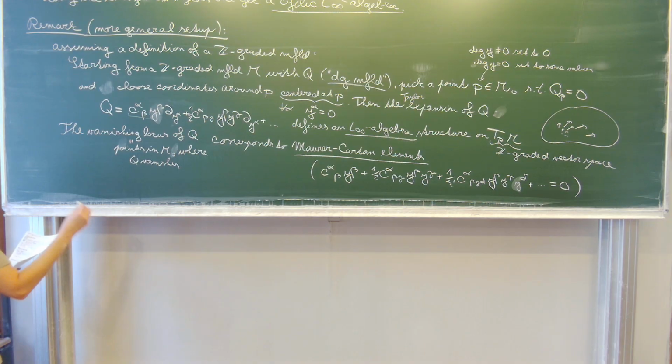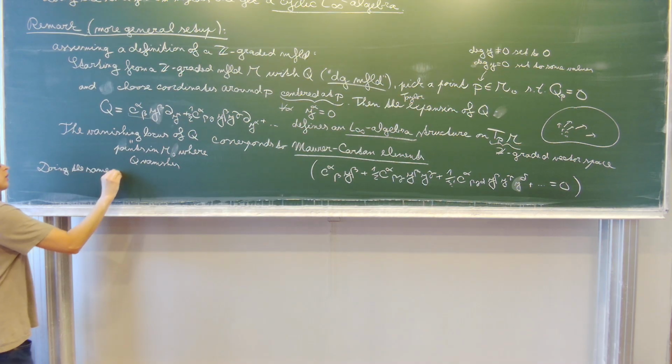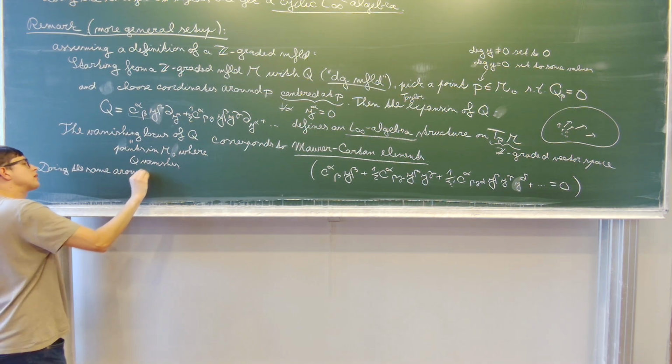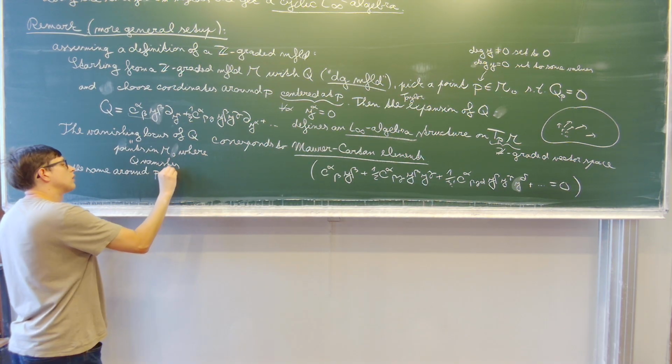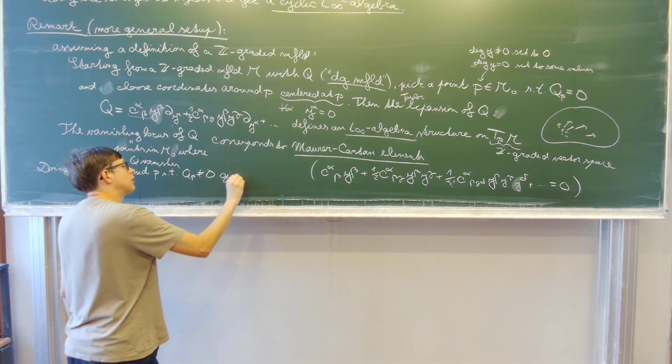And maybe one more word. Doing the same around a point P such that Q at P isn't 0 gives what is called a curved L infinity algebra.